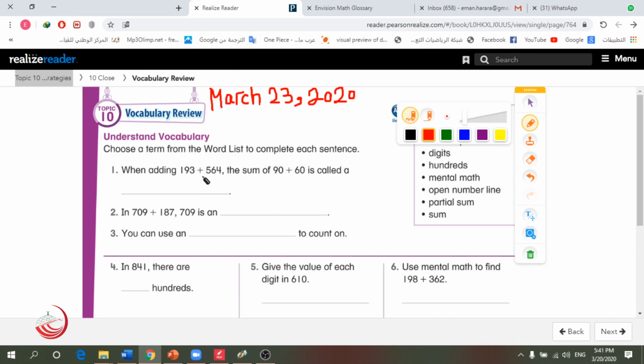Hundreds. What is the meaning of hundreds? The value of the number. For example, here in 193, here is the hundreds, tens, and ones.